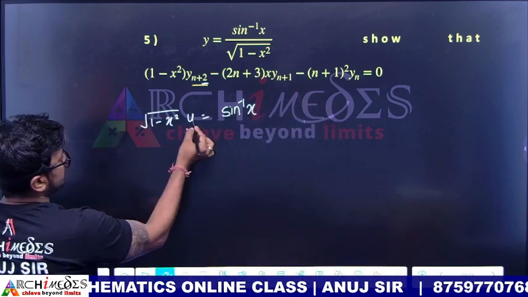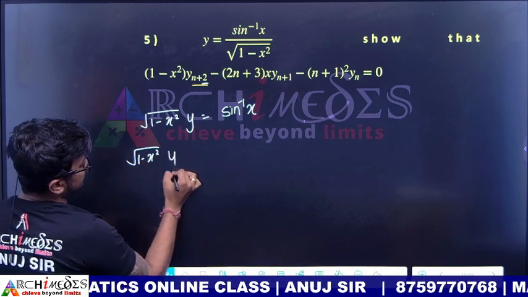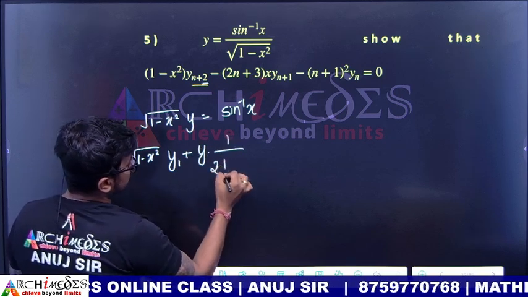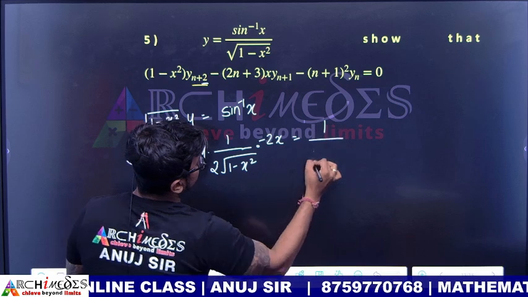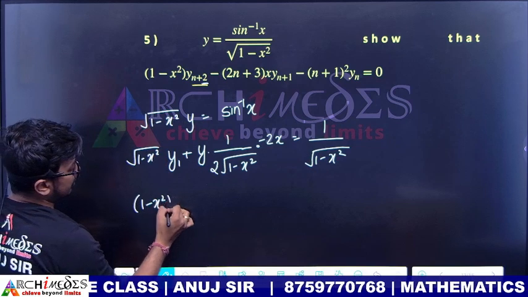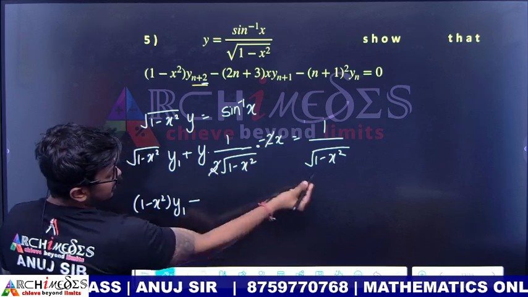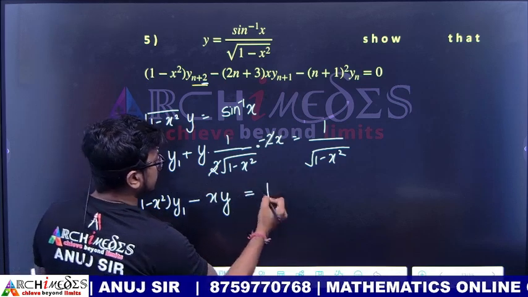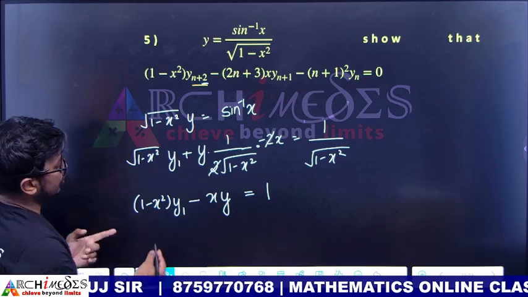Clear? So when you differentiate this, what is the case? Taking this as u, differentiating y means y1, plus y as it is. d/dx of root x is 1 by 2 root x. Again applying the chain rule, you are getting minus 2x, and here 1 by under root. So when I cross multiply it, it becomes 1 minus x square y1 minus, the 2 cancels. This will cancel, yes or no? So minus x y is equal to 1. Very simple now. Now you know how to differentiate. Clear? You have to do it one more time.